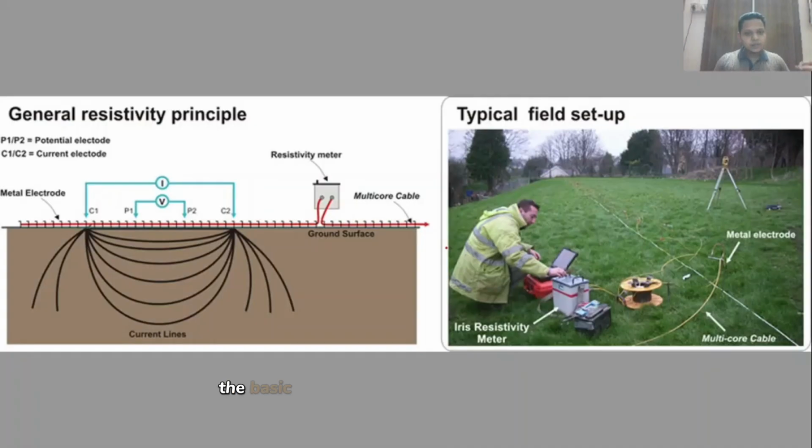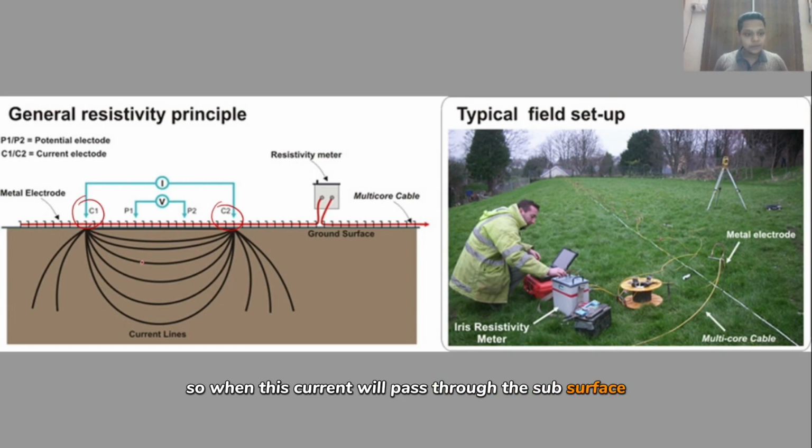The basic idea behind this technique is that we provide the current in the subsurface, and as we know that the rocks are somewhat or up to some extent conductors of electricity, not good conductors, but they are conductors. So when this current passes through the subsurface and through different layers of rock, it will experience different resistance from different types of rocks, and hence collectively we will get the potential difference at two potential electrodes that we are placing on the surface, and we will measure the voltage.